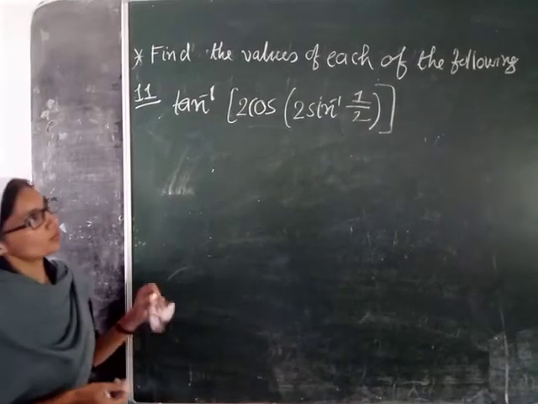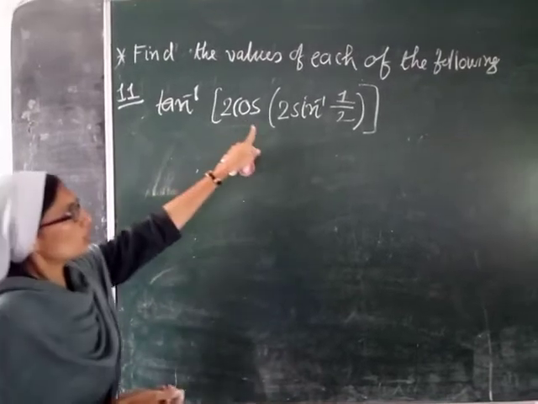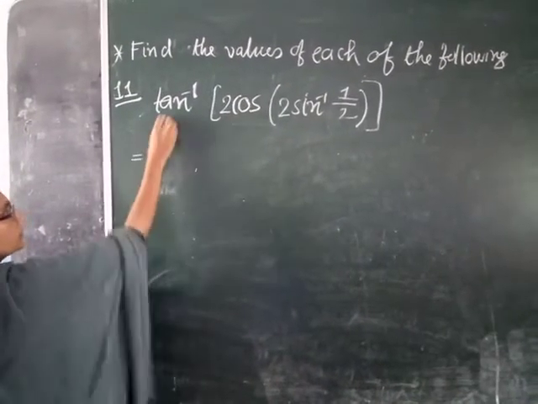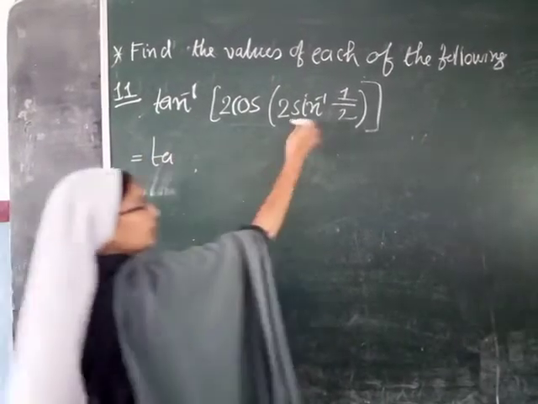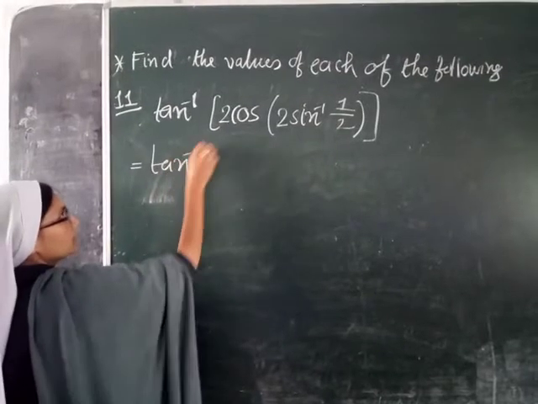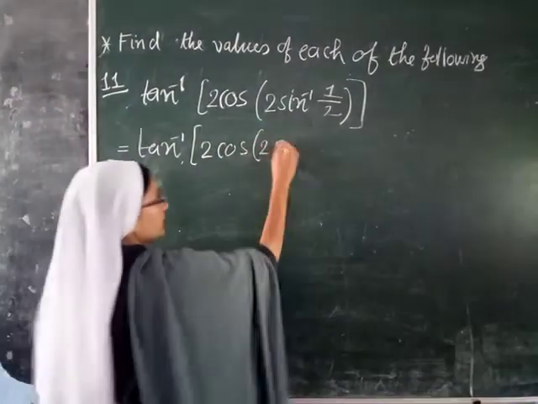Find the values of each of the following. Question number 11: tan inverse of 2 cos of 2 sin inverse 1 by 2. Okay, so let's start this. As it is, we'll start from the innermost. With this we'll start, then we'll go out and out. So tan inverse 2 cos 2 sin inverse.